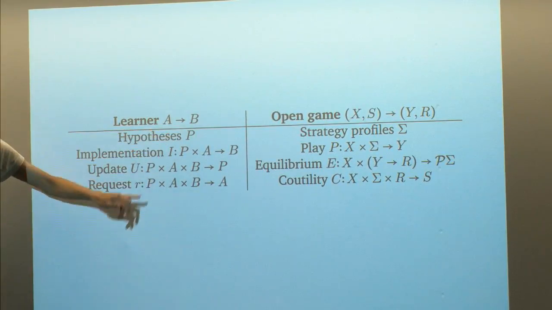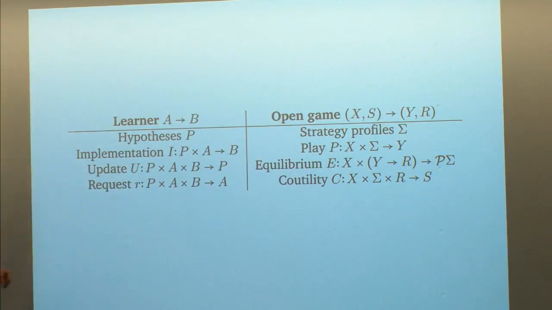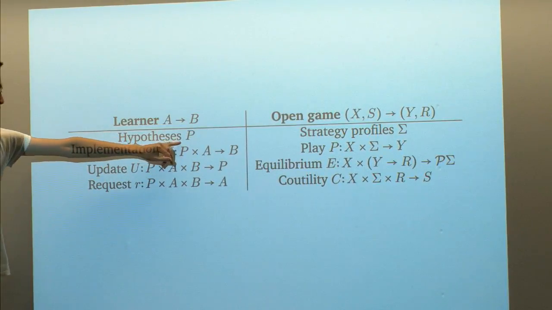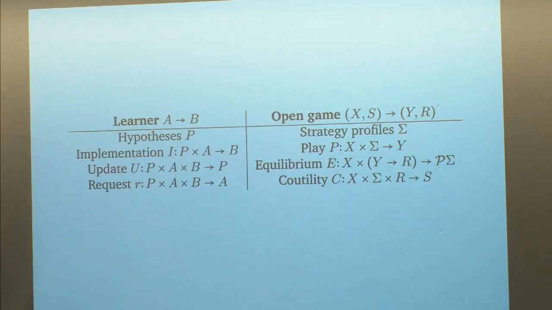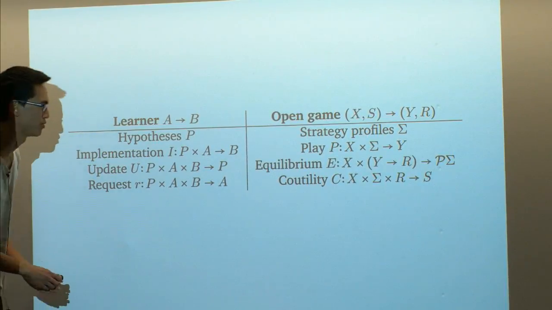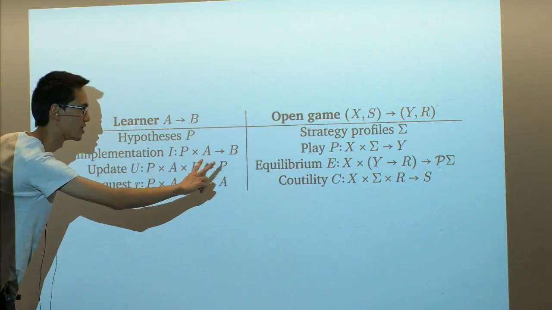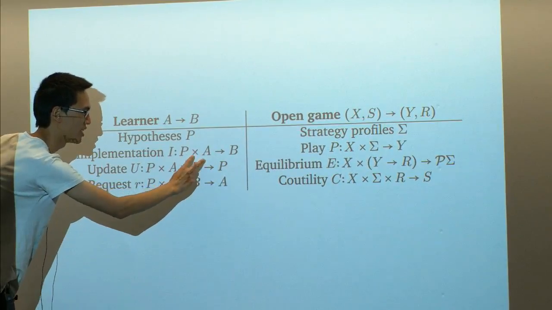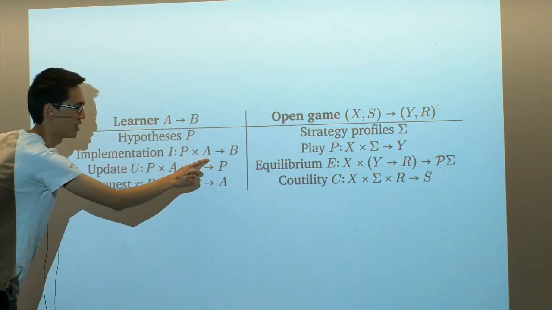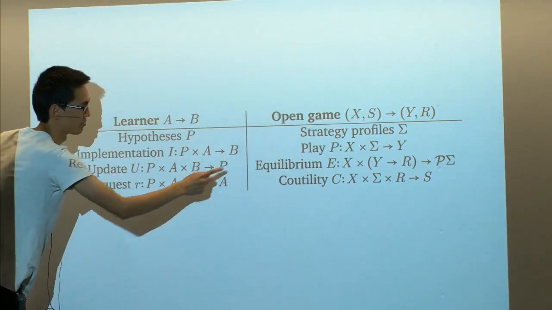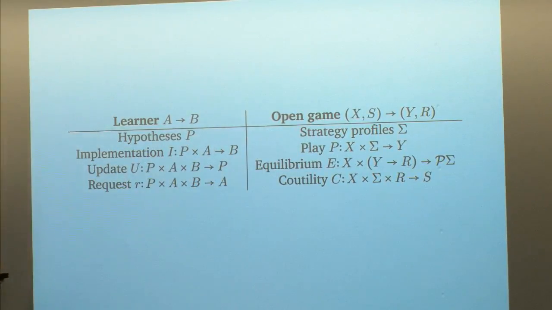A learner goes from A to B. An open game has a pair of input spaces and output spaces. Then hypotheses map nicely onto strategy profiles. The usual notation uses different orderings, but they're fine. So P plays the role of sigma, A plays the role of X, and B plays the role of Y. So that's a direct analogy.